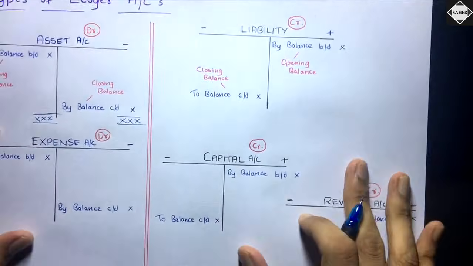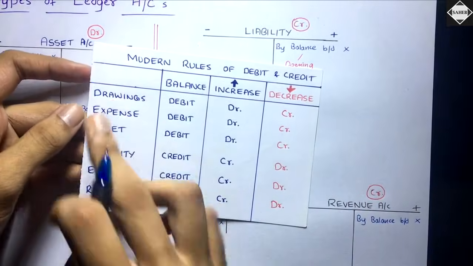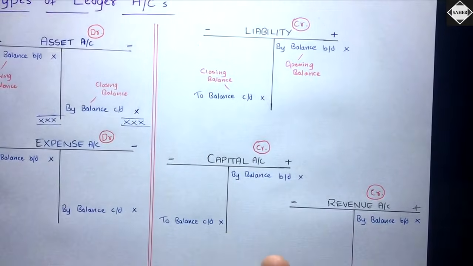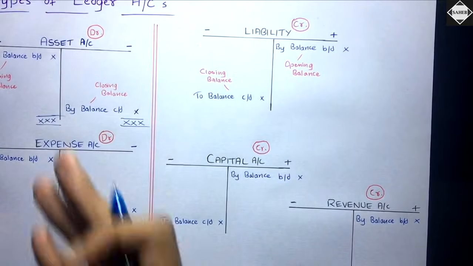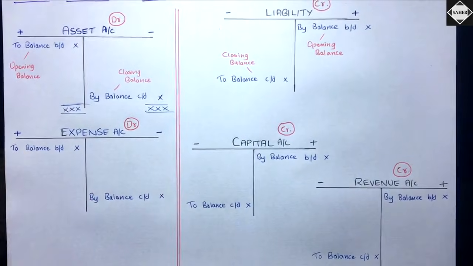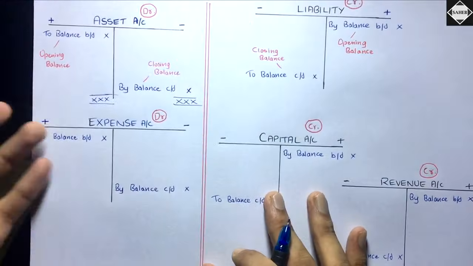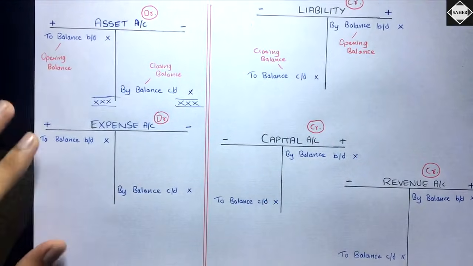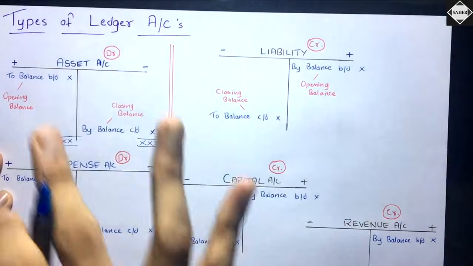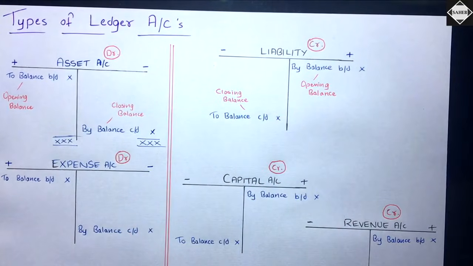And if you are wondering about the drawings account, then drawings is exactly the opposite of capital. The methodology will be like asset and expense. Like that you will have to prepare the drawings account if it is asked. In the drawings account, the opening balance is on the debit side and the closing balance on the credit side. Is that okay? So this is how you will be preparing the ledger account. It's not a big deal at all.